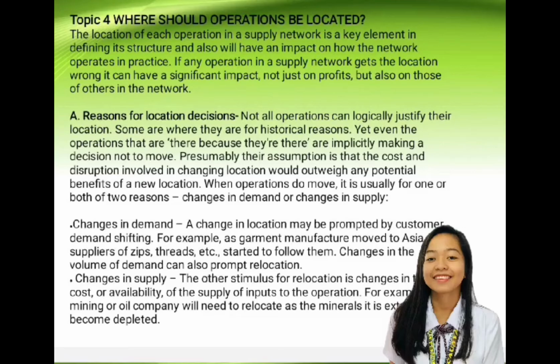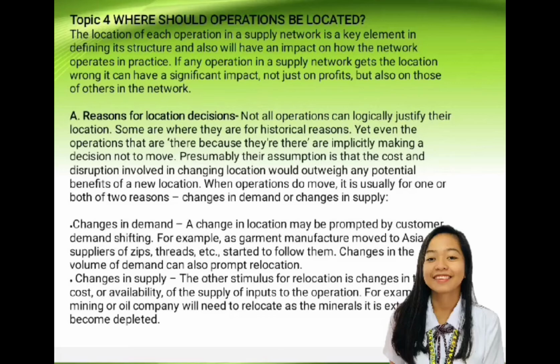Not all operations can logically justify their location. Some are where they are for historical reasons, yet even the operations that are there because they are there are implicitly making a decision not to move. Presumably, their assumption is the cost and disruption involved in changing location would outweigh any potential benefit of a new location. Where operations do move, it's usually for one or both of two reasons, changes in demand or changes in supply. Changes in demand.